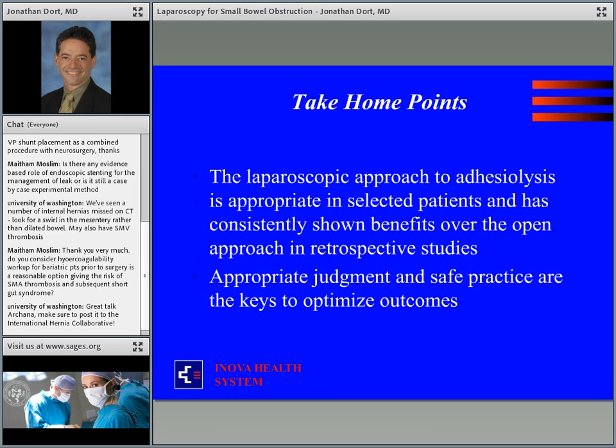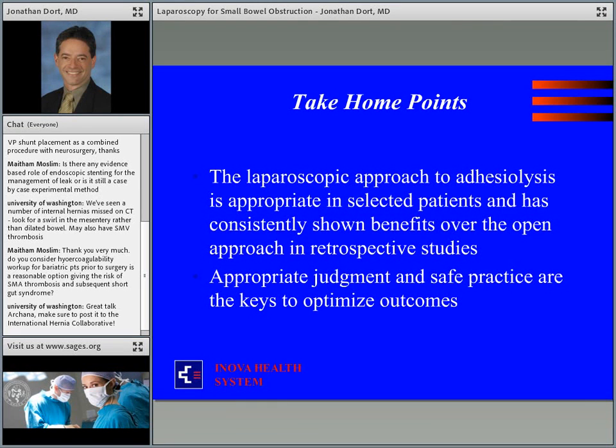So the take-home points for this section, I know I'm a little over, my apologies: the laparoscopic approach to adhesiolysis is appropriate in selected patients. It has consistently shown benefits over the open approach in retrospective studies, and that includes mortality, overall complication rates, wound complications, and length of stay. They have uniformly shown benefits.